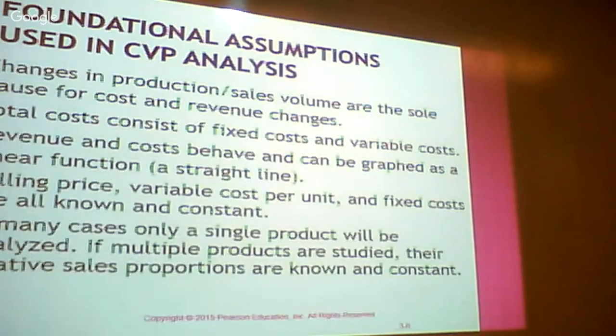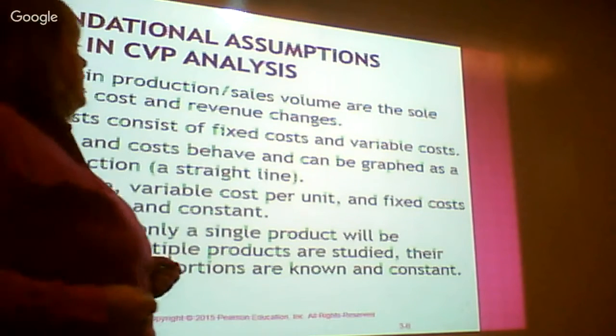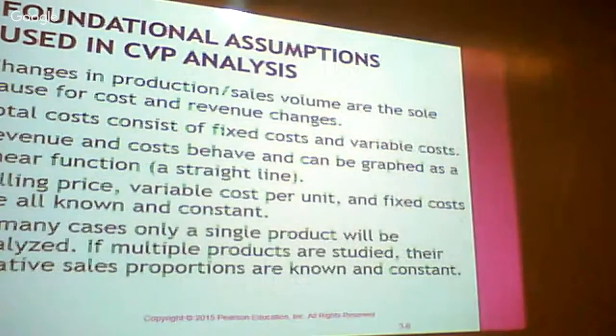Now, some of the assumptions we make when we are doing a CVP analysis. Changes in production are the only cause for cost and revenue changes. Okay? So, changes in production sales volume are the sole cause for cost and revenue changes. Where's the issue with that? Are they the sole cause? We just talked about Canon and the 35 millimeter camera. Oh yeah, the environment. Yeah, okay. So that's one of the drawbacks of CVP analysis is the fact that it just focuses on the production and sales volume. Okay.